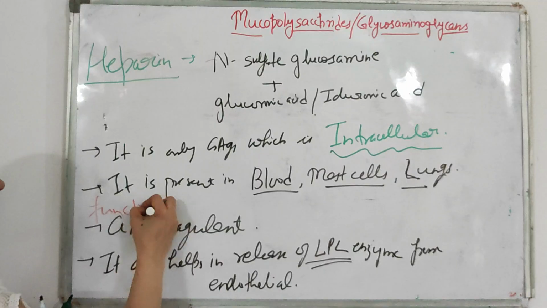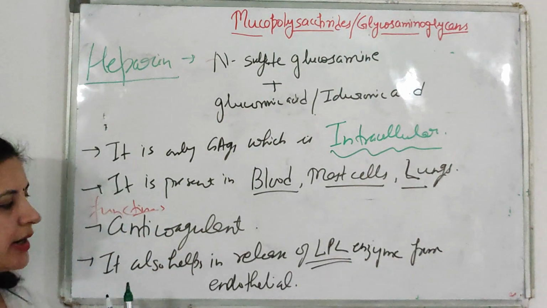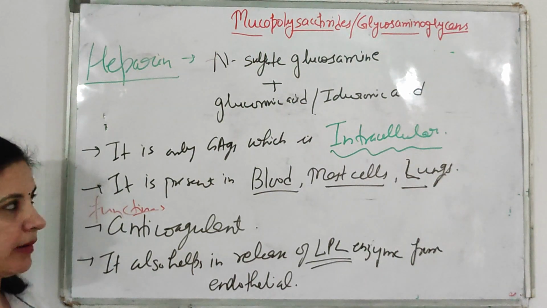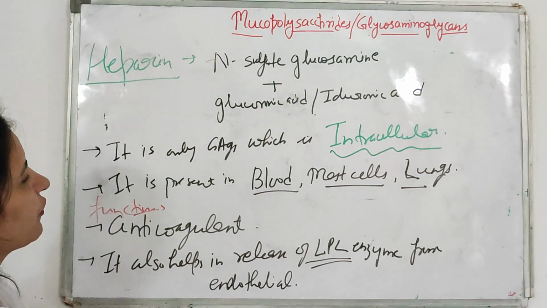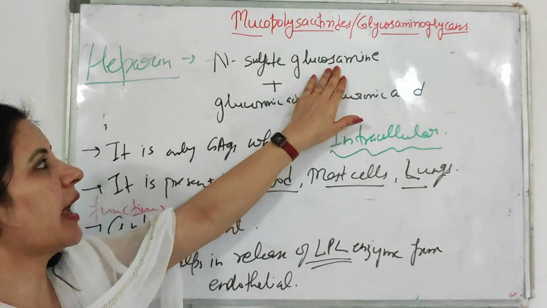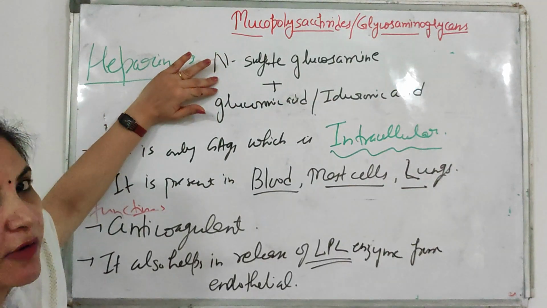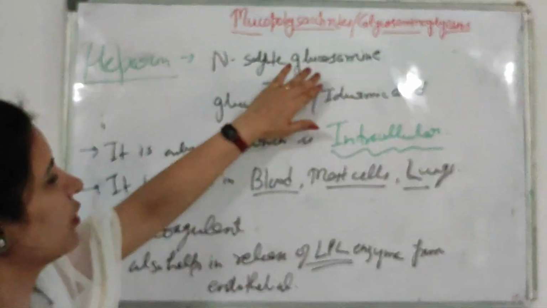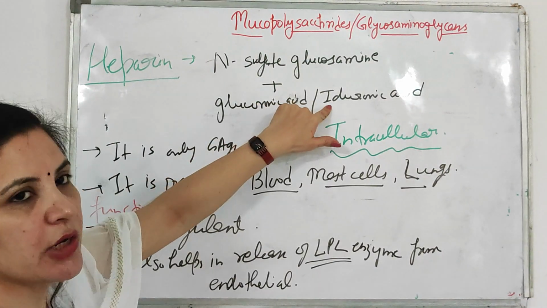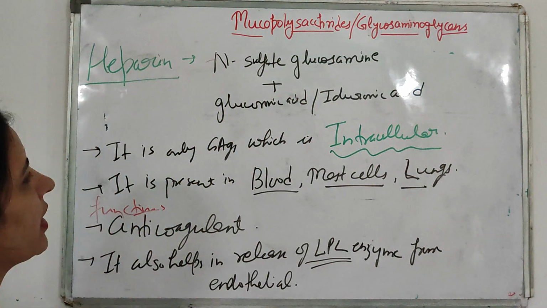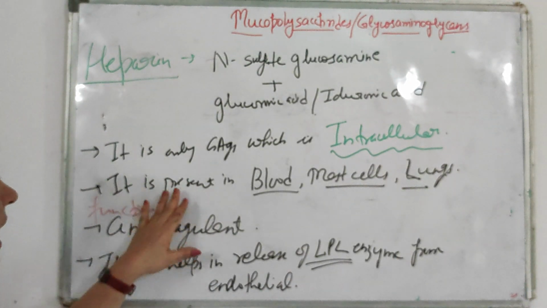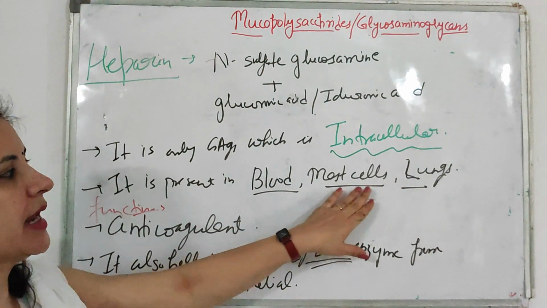The function of heparin is that it acts as an anticoagulant and it helps in the release of lipoprotein lipase enzyme from the endothelium. Heparin's composition is N-sulfate glucosamine, remember the glucosamine having the sulfate group, plus either glucuronic acid or hyaluronic acid, and it is the only GAG which is present intracellularly. Otherwise all GAGs are extracellular, and heparin is present in blood, mast cells and lungs.